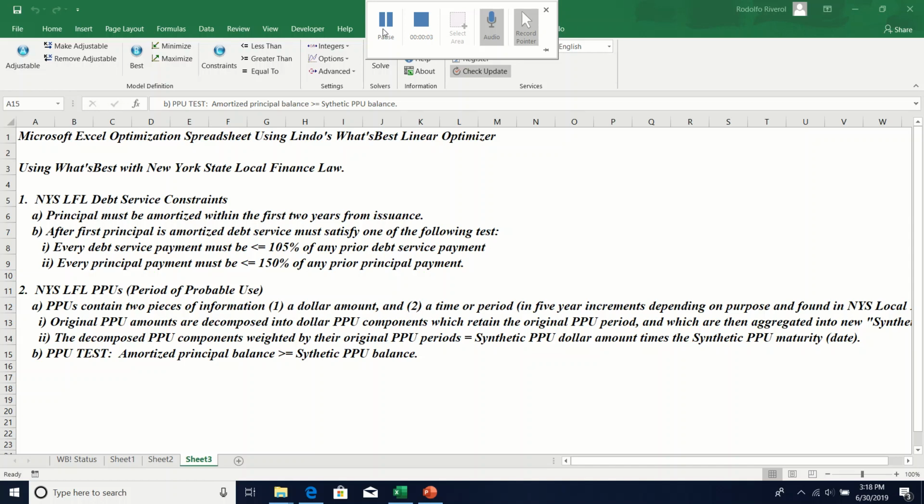Welcome to part 2 of building a Microsoft Excel optimization spreadsheet using Lindo's What's Best Linear Optimizer. Today we're using What's Best with New York State Local Finance Law.